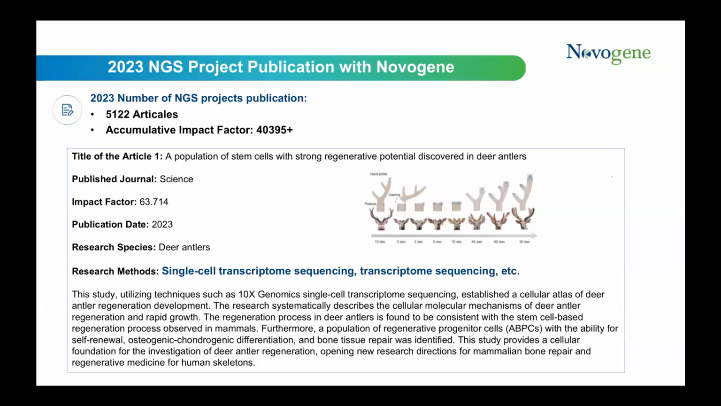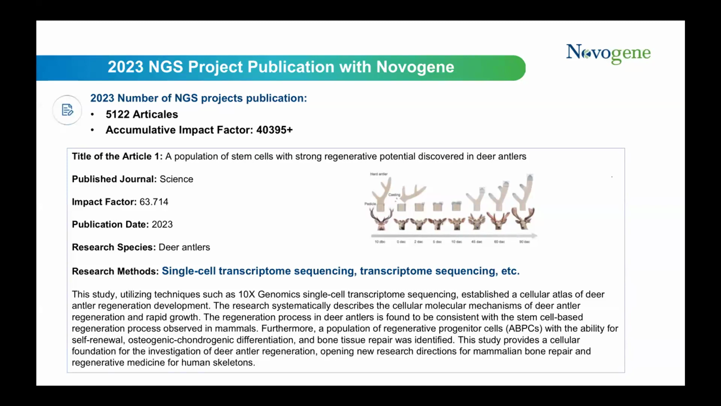So from the research result, it described the cellular and molecular mechanism of deer antler regeneration and rapid growth. Furthermore, a population of regenerated progenitor cells was recorded from this study. It is called ABPCs, with the ability for self-renewal, and we can also see osteogenic and chondrogenic differentiation, and bone tissue repair was identified by using our NGS service.